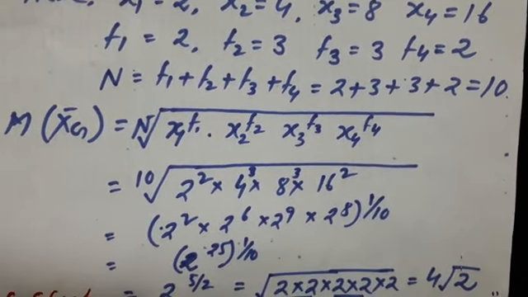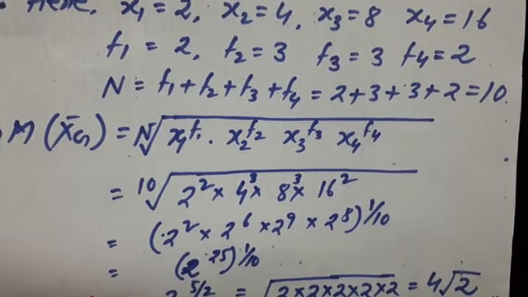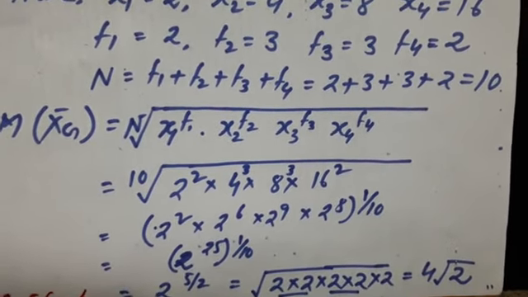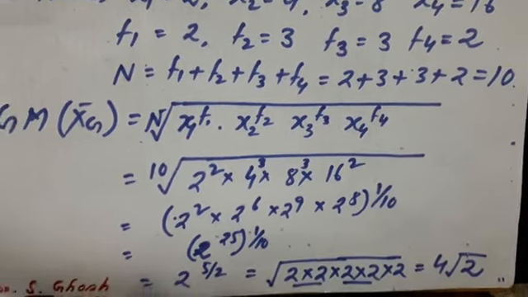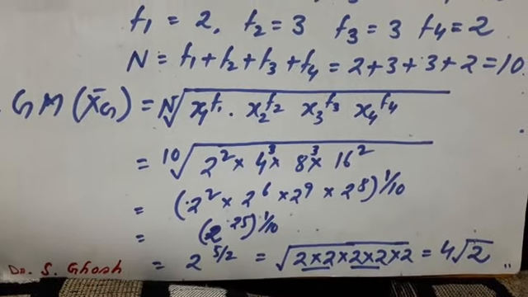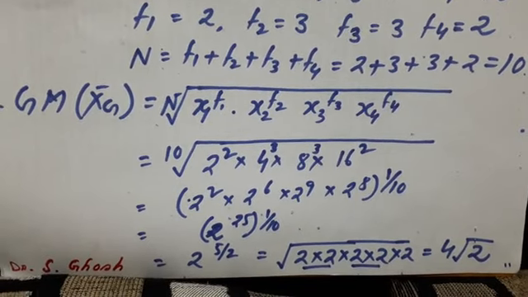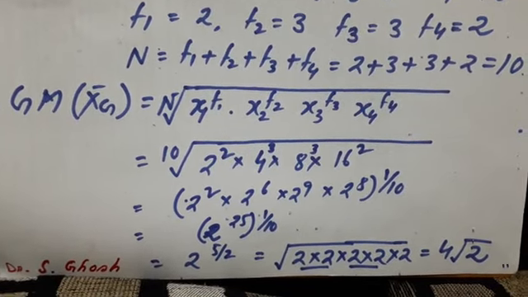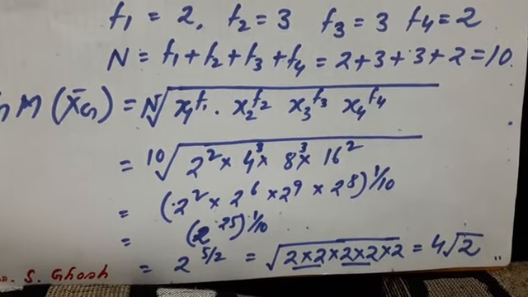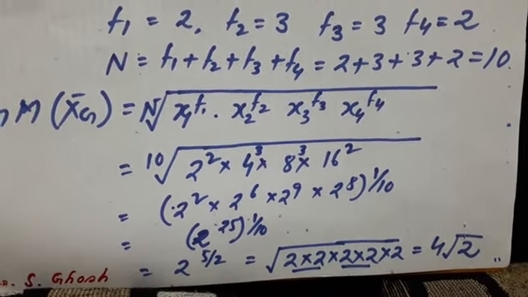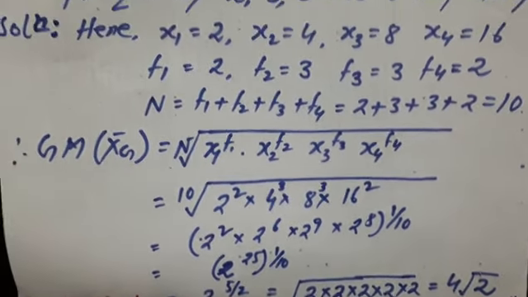Now all transforming into the base of 2. This is 2 to the power 25, whole to the power 1/10. Now this is a simple calculation. 5 fives are 25, 5 twos are 10. This is 2 to the power 5 by 2. Again splitting it up, 2 to the power 5 is 2 into 2 into 2 into 2 into 2, and this 1 by 2 is root. The result is 4 root 2.